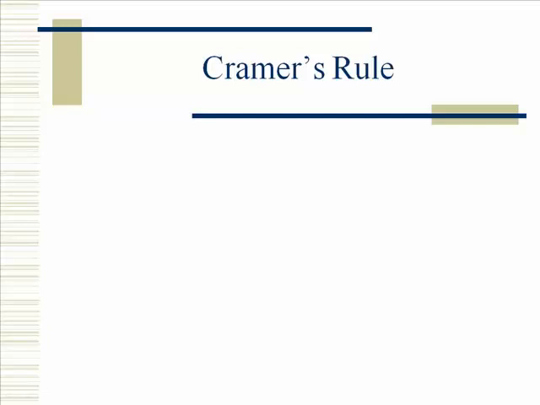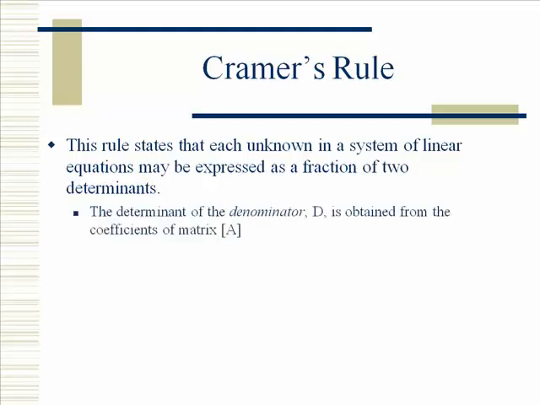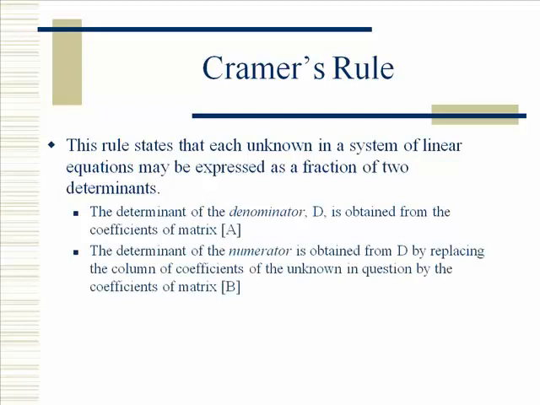The second method is what we call Cramer's rule. And this rule states that we can take each unknown in a system of linear equations and express them as a fraction of two determinants. So we're going to talk about the denominator as one determinant, and that denominator is going to be formed by the same A matrix we just talked about, and we're going to have a numerator.